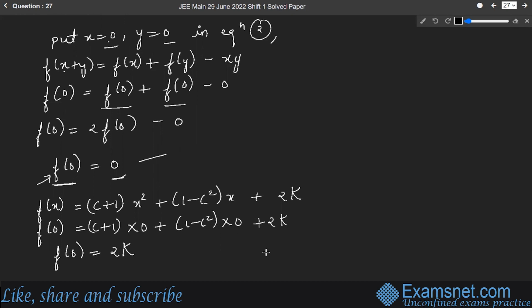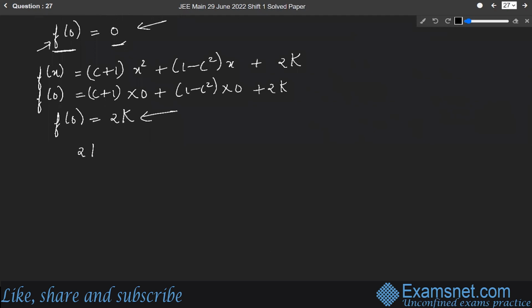So one value is f of 0 is equal to 0 and another value is f of 0 is equal to 2k. It means that 2k will be equal to 0, since LHS is equal, so RHS will also be equal. So from here we get k is equal to 0. Now we have the value of k.